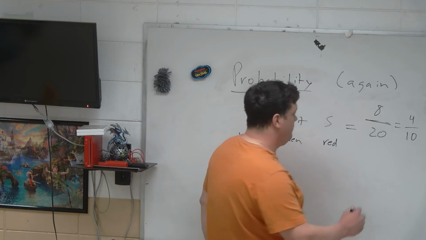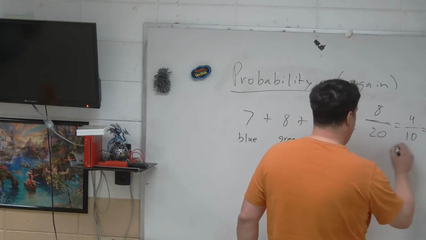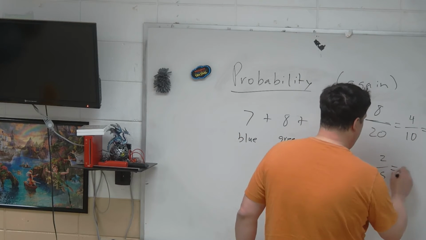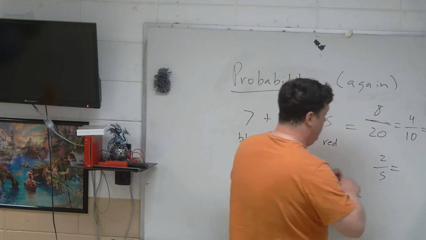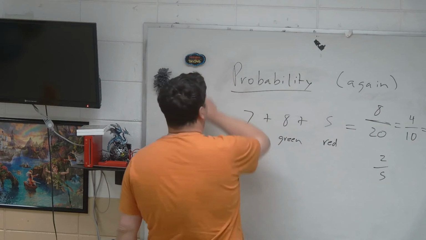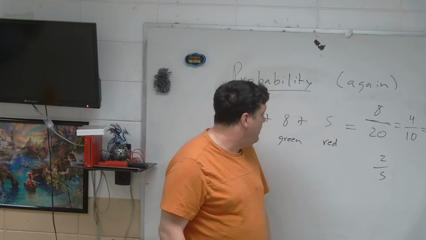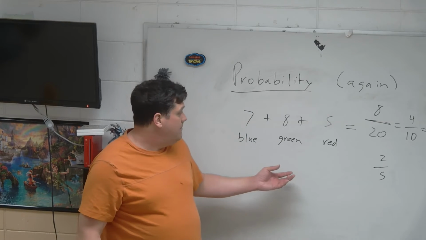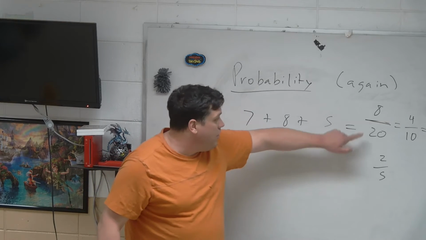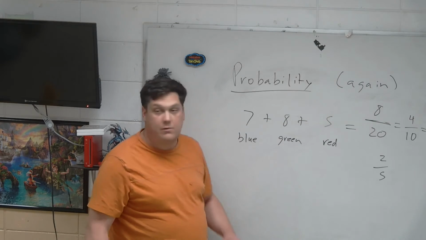Actually, we can simplify that some more to 2 out of 5. We don't need another equal sign, but yeah, so 2 out of 5. That's as much as we can simplify it. But that would be the chances of, out of these 20 blocks, drawing one of the 8 green ones.